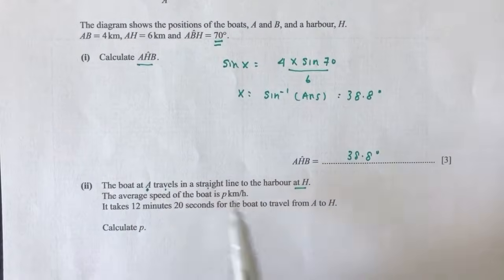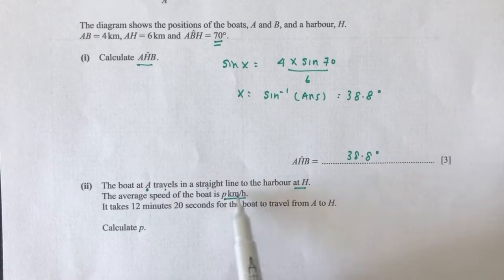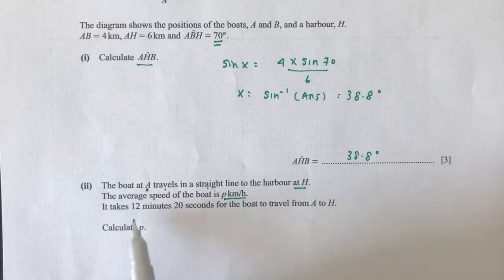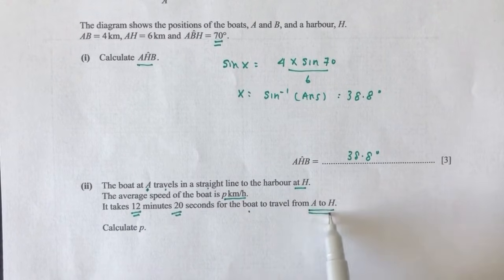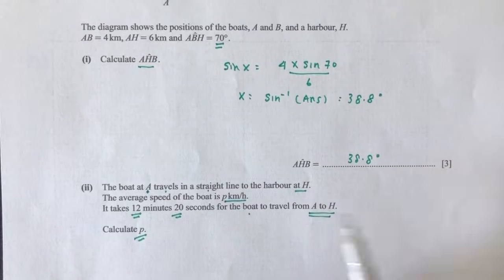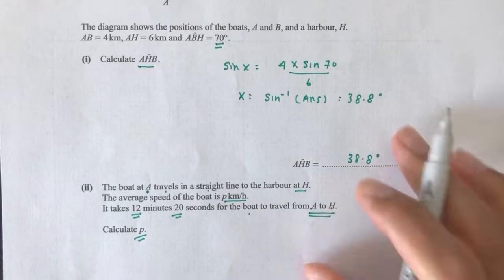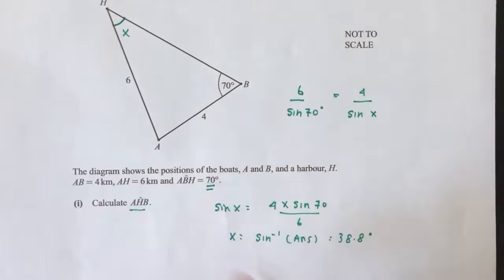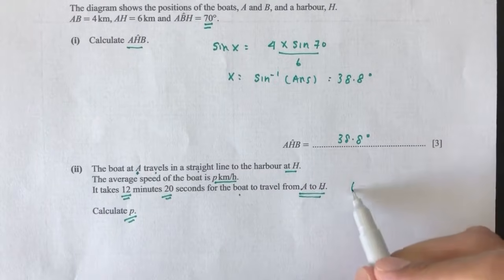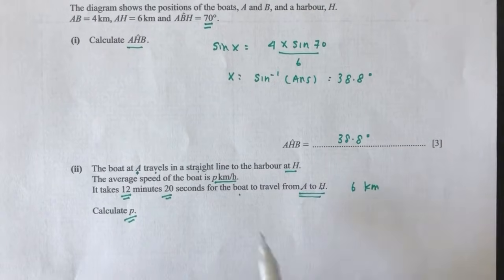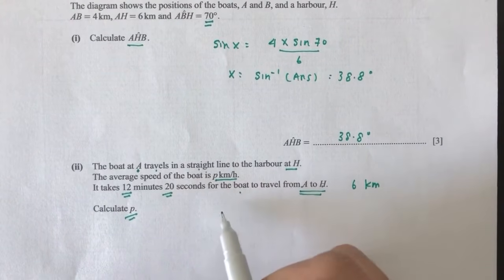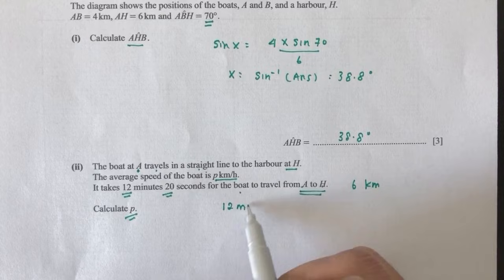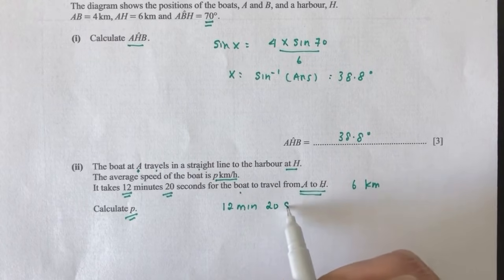The average speed of the boat is p km per hour. It takes 12 minutes and 20 seconds for the boat to travel from A to H. Find the value of p. So we know that the distance from A to H is 6 km. And the time it takes is 12 minutes and 20 seconds.